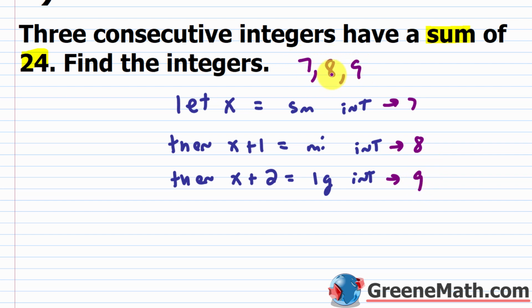And you can check this by doing some simple addition. 7 plus 8 is 15, and then 15 plus 9 is 24. Again, so we know our answer here is correct.